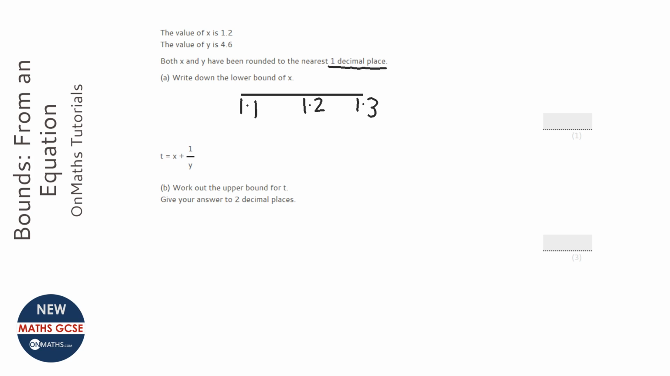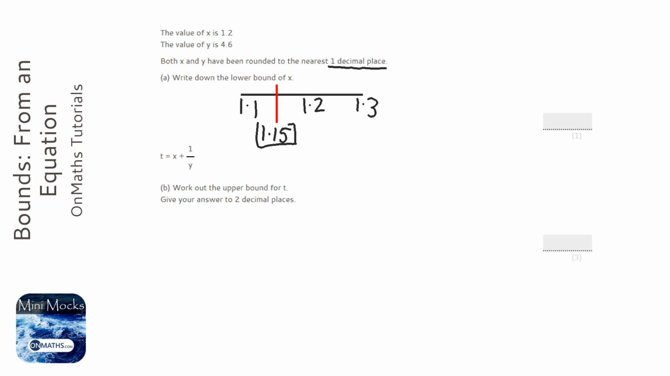So the next thing to ask yourself is, where's the cutoff point? What stopped it from being 1.1? Why did it round to 1.2? So the lowest it could be is halfway between those two numbers, which is 1.15. So that is our lower bound. The upper bound, the higher bound, would be 1.25, but we're not asked for that. So 1.15 is the cutoff point.